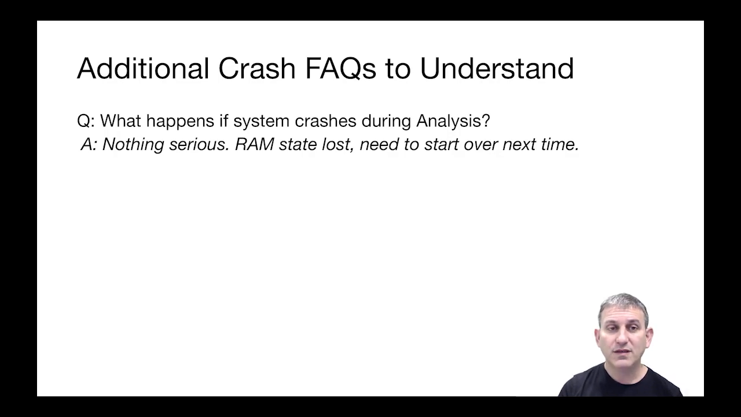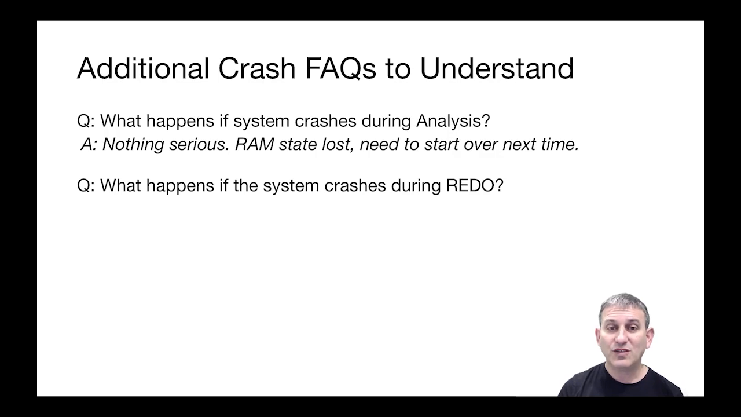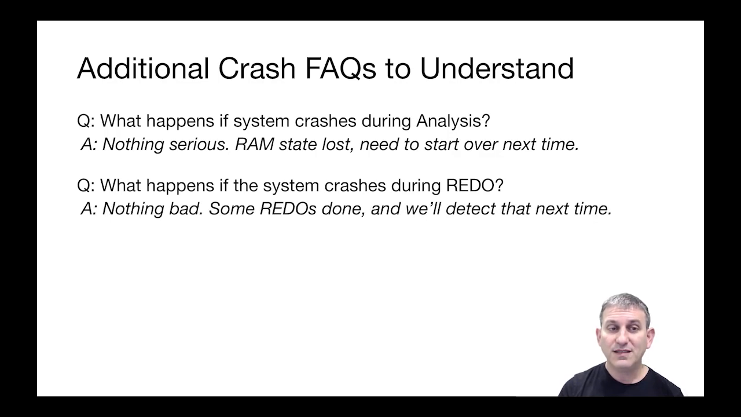Nothing changes. What happens if the system crashes during redo? This is a bit trickier, but nothing bad is going to happen. Some of the redos may have succeeded in flushing to disk, and as we saw, we'll detect that next time, perhaps by looking at the page in the database and seeing that its page LSN is greater than an LSN we're redoing. That's the third of the cases we saw during redo where we don't have to apply the redo again. But remember, redos will be applied exactly once, and this is going to be just fine.